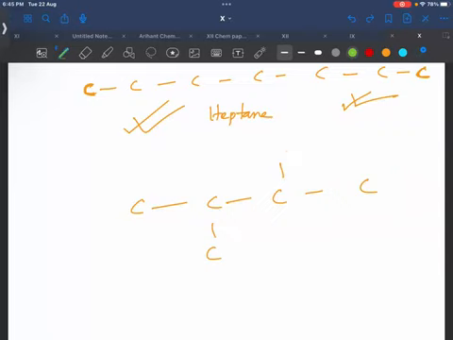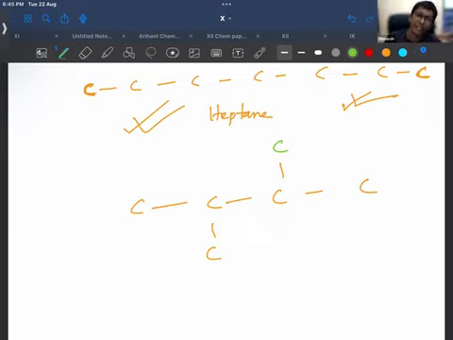Do one thing: draw it and send it to me in the group, I want to see. Yes, sir. Guys, this is an assignment for you all. Now draw whatever possible parent chains you can think of for this compound, and send it in the group. I want to clear some of your doubts.